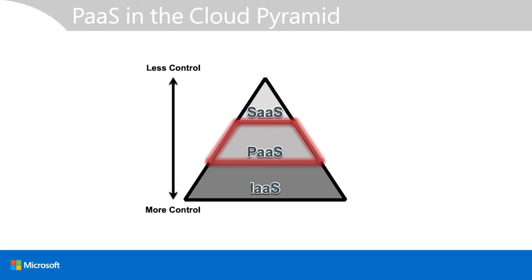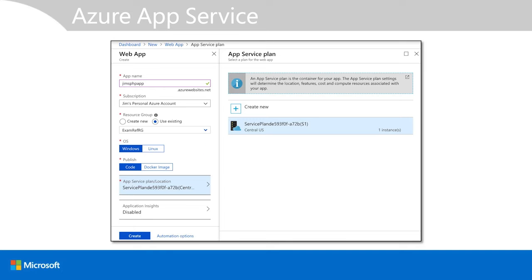Now let's look at PaaS squarely in the middle of the cloud pyramid. In PaaS, the cloud provider assumes a lot of the responsibility for the infrastructure, but the application and much of the configuration of that application is my responsibility. So in Azure, a commonly used PaaS service is Azure App Service. In this screenshot, I'm creating a web app that runs in Azure App Service, and I have the option of choosing either Windows or Linux as my operating system. But I don't have the option of choosing what version of operating system I'm using.